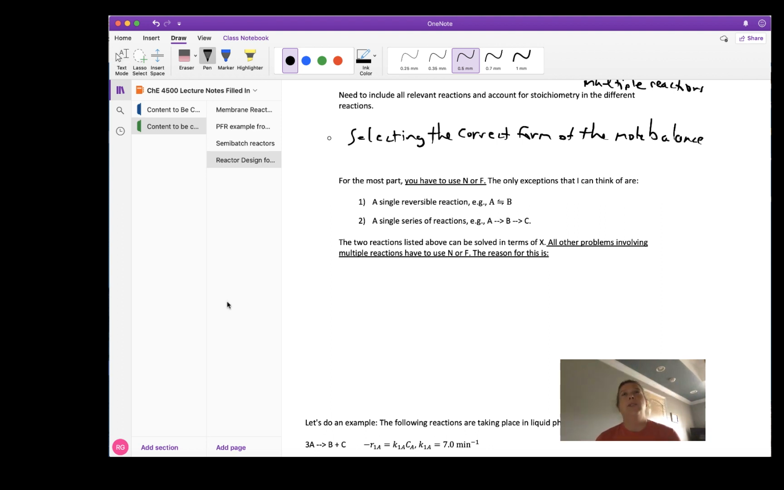I can always write a conversion for a reactant species, and that uses the same formula that was defined in Chapter 2. But when I have multiple reactions outside of these two examples, I cannot solve my problem any longer in terms of conversion. Conversion is an extent of reaction variable, but it only tells you how much of some reactant was reacted away. It doesn't tell you how much of that reactant went to one reaction versus another.